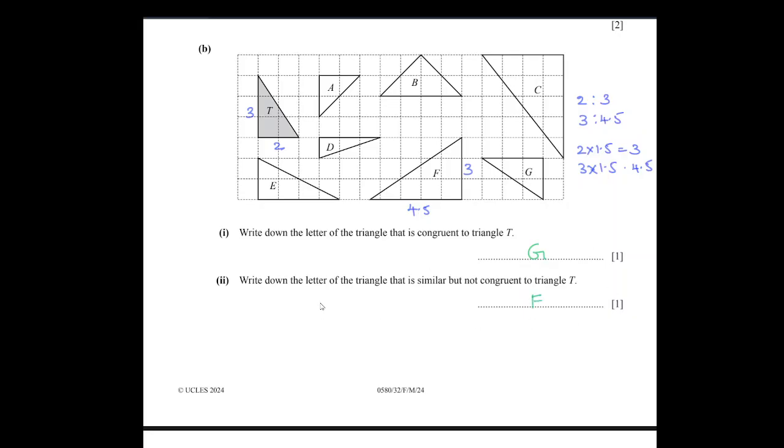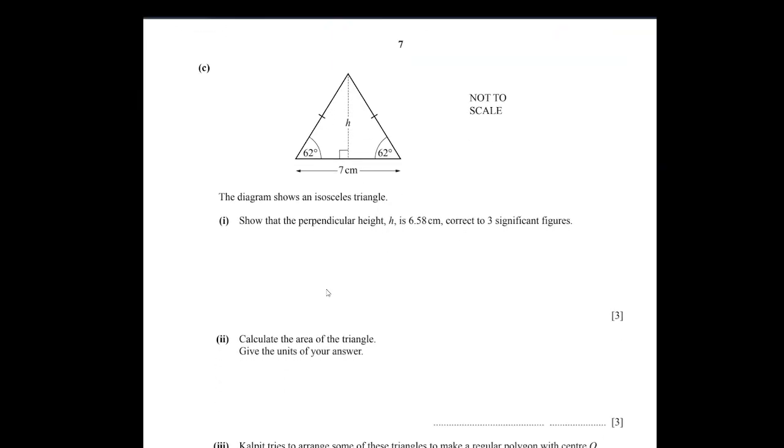Question number B is done. Question number C. The diagram shows an isosceles triangle. Show that perpendicular height h is 6.58 centimeters, correct to 3 significant figures. The perpendicular height we have to find out and round it to 3 significant figures. Now this is an isosceles triangle. We know the base given here. We need to find the height.